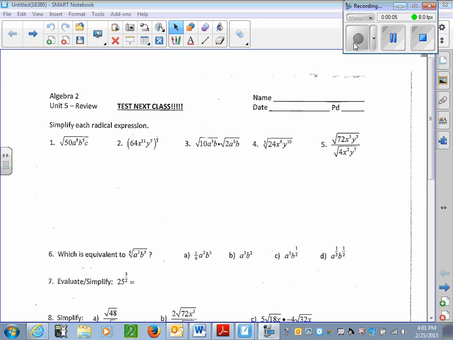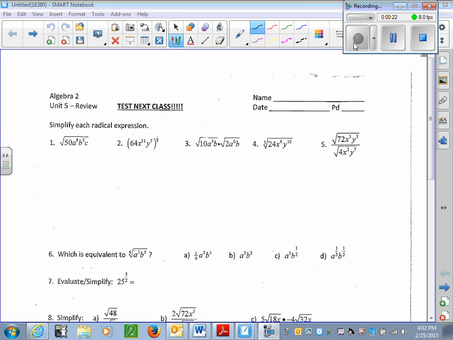Okay, so here's the Unit 5 review. I'm not going to do all of these, but I will do some of them. This will help you work through it if you get stuck on any of the sections. So this top section here, the instructions say simplify each radical expression. So let's just start with number 1.